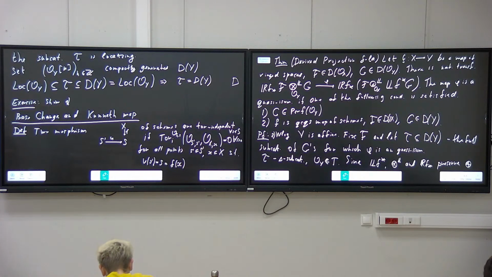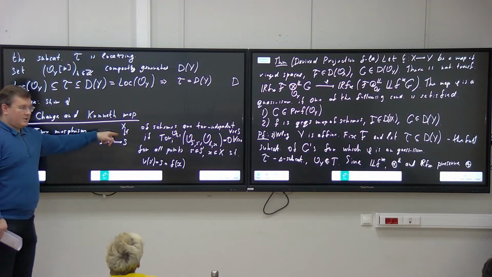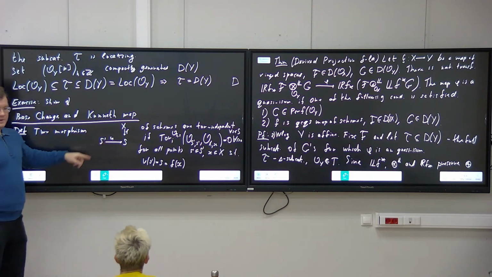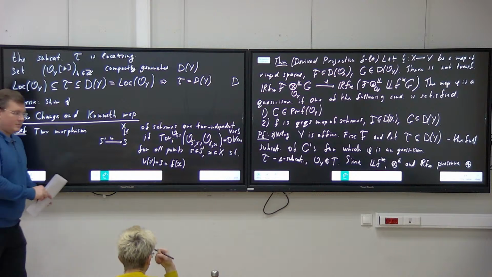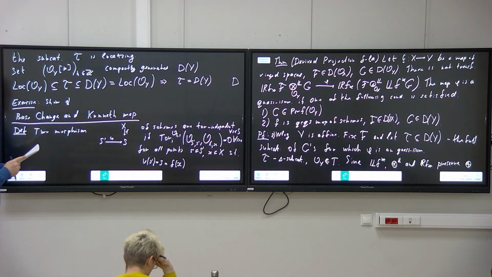And of course, what would be the standard example? Well, you take F to be anything, and you take U to be flat. So the flat base change is an example of Tor-independent morphisms, the usual flat base change.